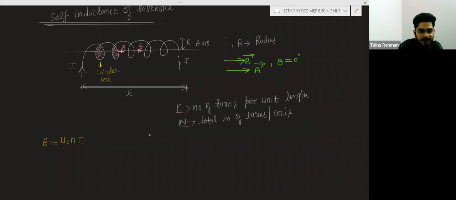Magnetic flux is given by phi. Phi is equal to BA cos theta. And what is B? B is mu 0 Ni.